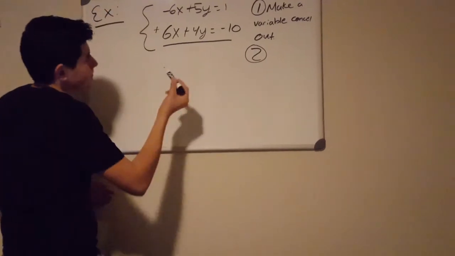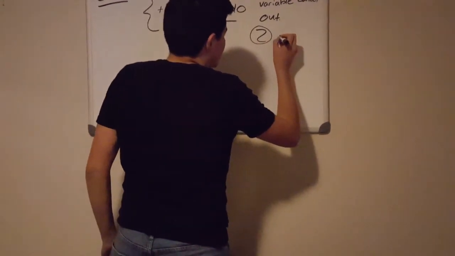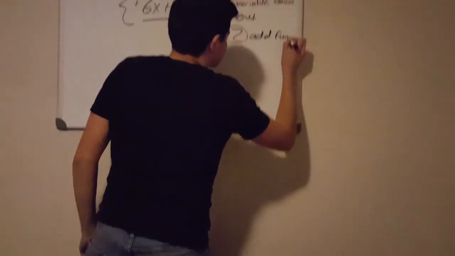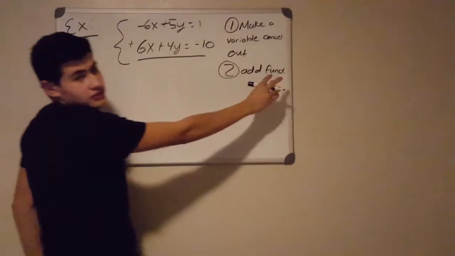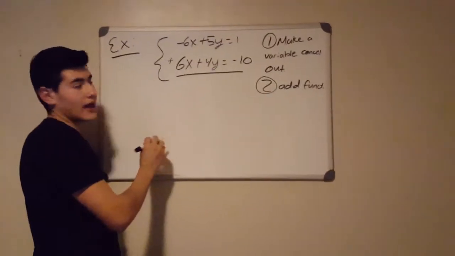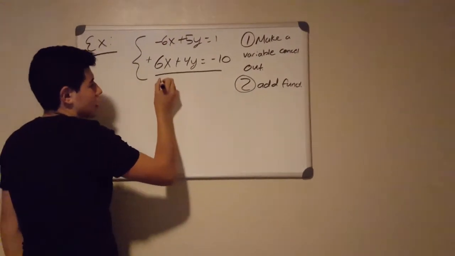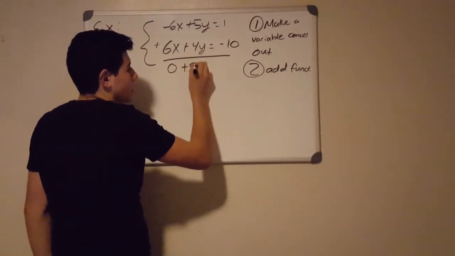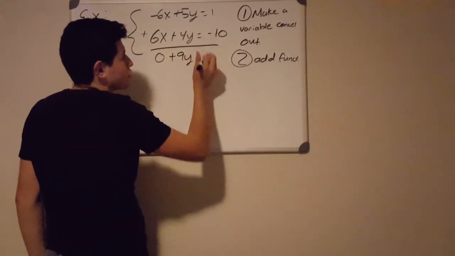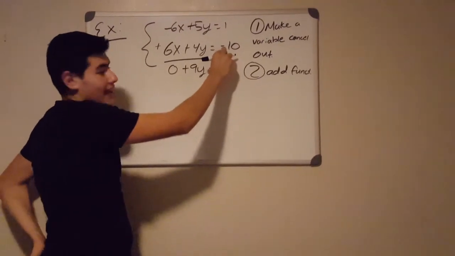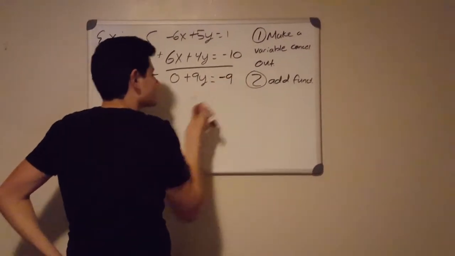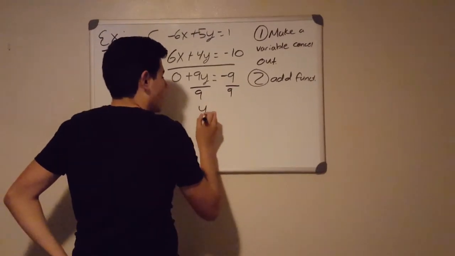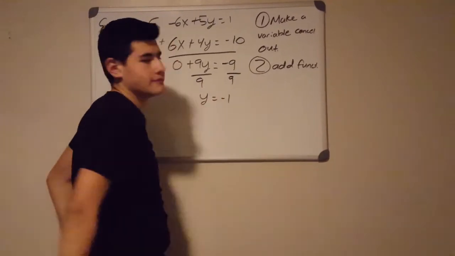So then after that, you would add functions. That's functions, by the way. So then we do that. Negative 6x plus positive 6x is 0. 5y plus 4y is positive 9y, which is equal to 1 minus 10, which is negative 9. Here we divide by 9, and we find that y is equal to negative 1.